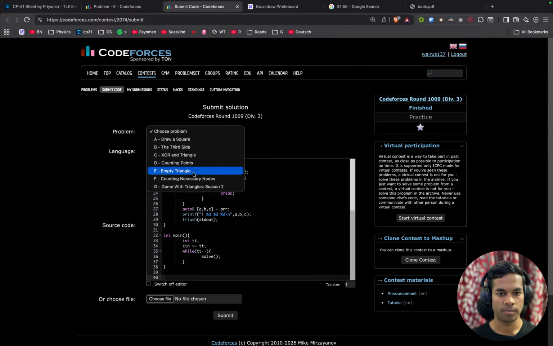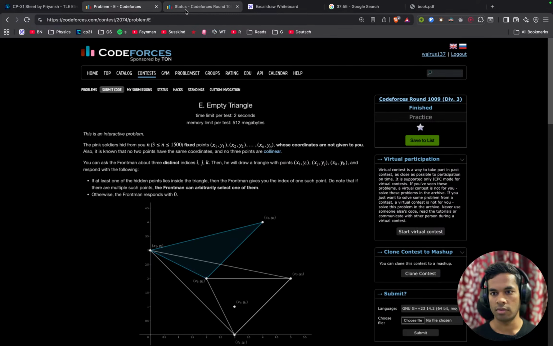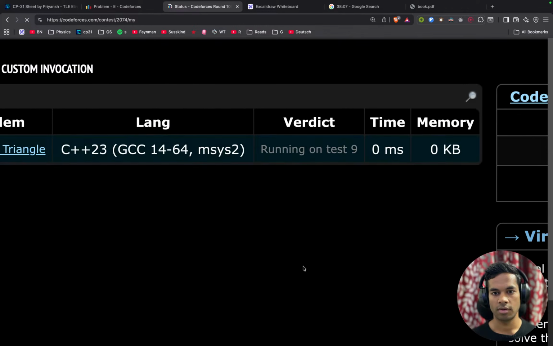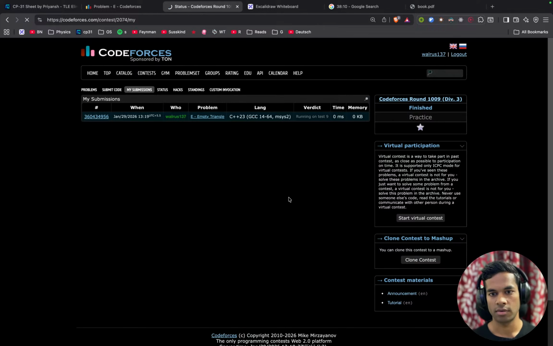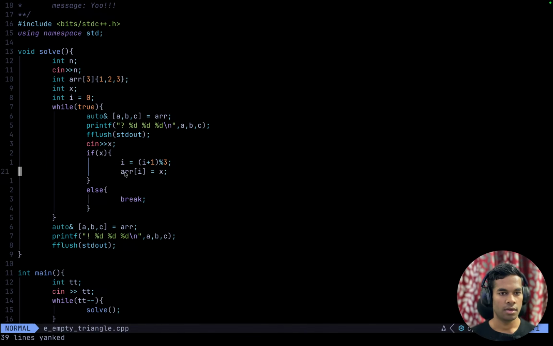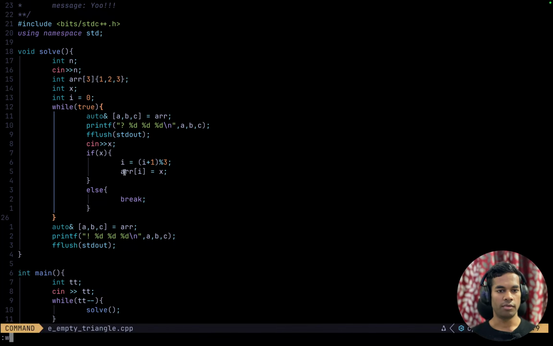Empty triangle. Is this division 3? It is. Running on test paper. Okay, this actually is somehow correct, I guess. Okay, maybe not. Time limit exceeded. Why? This thing never exited. We never got x equals 0.